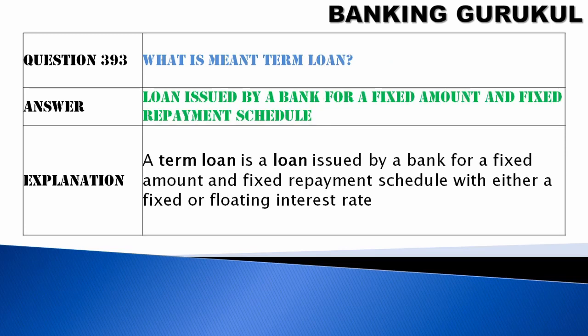What is meant by term loan? A loan issued by the bank for a fixed amount and fixed repayment schedule is called a term loan. For example, 10 lakhs for 1 year at 5% interest. The bank has sanctioned a loan and disbursed it to the customer, and given a schedule, like you have to pay 1 lakh in 12 months on this schedule. This is called a term loan.